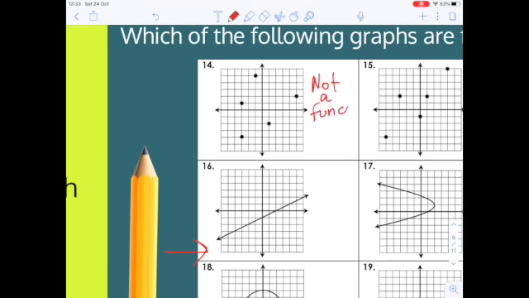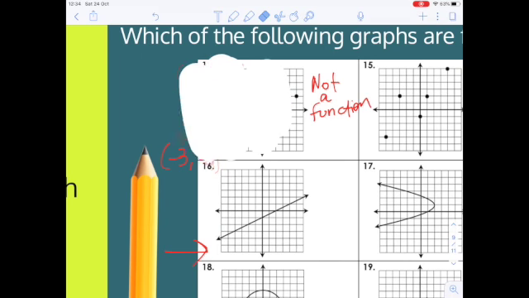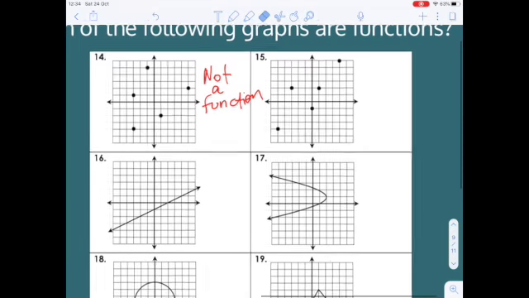And if you think about it, this makes sense because this point over here has the coordinate -3, 1, and this point over here has the coordinate -3, -4, and you guys can see that they repeat the x values. So if your pencil touches the graph at 2 points or more at the same time, then it is not a function. Number 15.